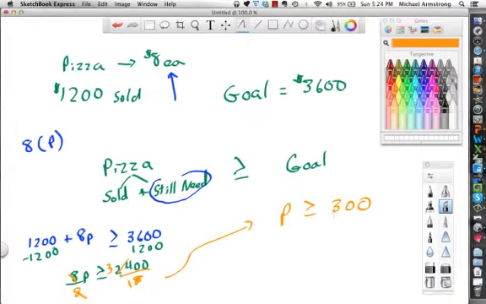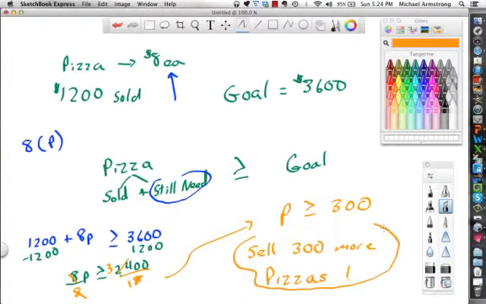What does the 300 stand for? If you think about it, it stands for the pizzas at $8 each. So they still need to sell 300 more pizzas. That would be what they need to do. Sell 300 more pizzas. Makes me hungry. That's the answer that will solve all their problems. Now hopefully they can sell 500 pizzas and make even more than what they're trying to make. But that's their goal. If they want to meet their goal of $3,600, they have to sell 300 more pizzas.